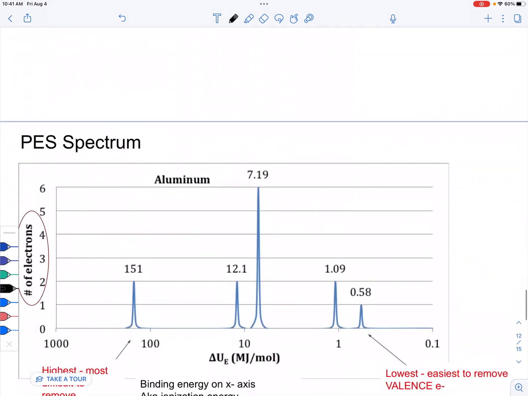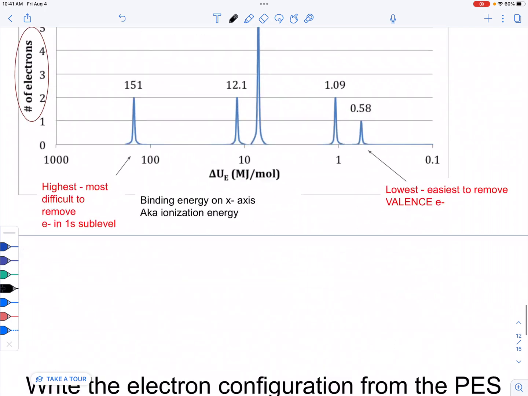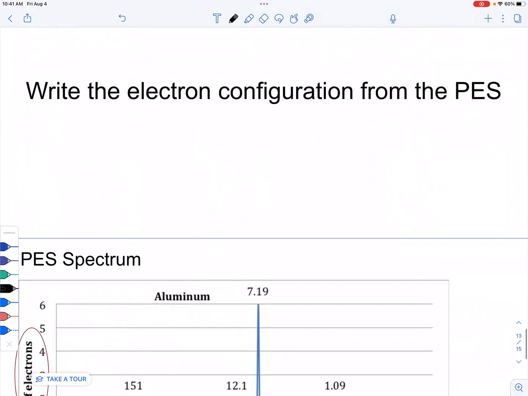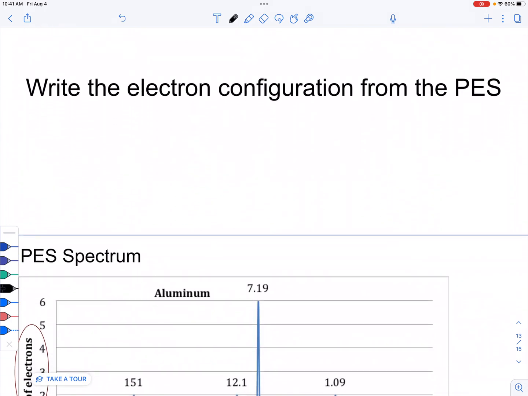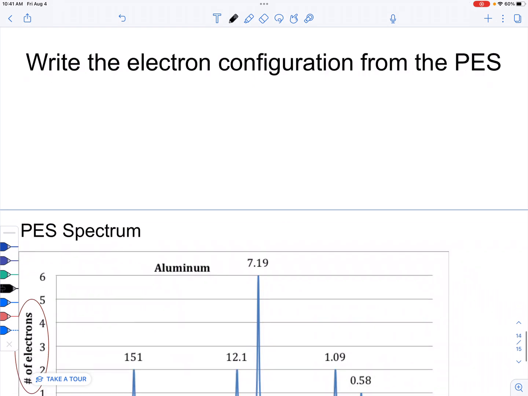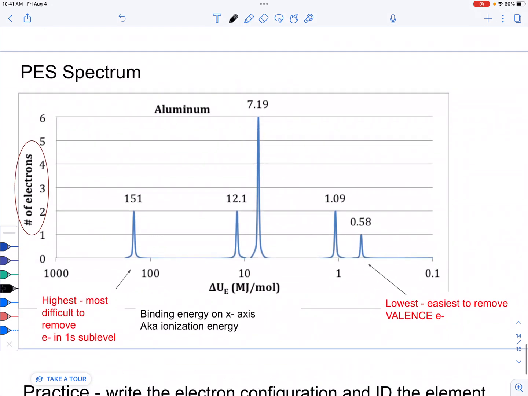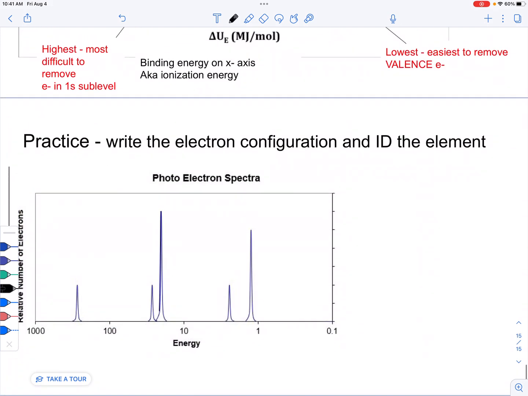Okay, so our y-axis again is the number of electrons. I kind of went over that. So what you need to be able to do is, first of all, kind of the simplest thing is write the electron configuration from the PES, and that's really what I just did. We've got a 1s2, 2s2, 2p6, 3s2, 3p1. All right, and if you want to, you can just label them just like I did above the peaks. All right, so let's try that on this one.